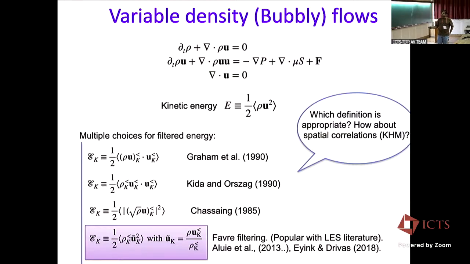Then the kinetic energy is 1/2 rho U squared, correct? Now let's take a step back to incompressible flows.